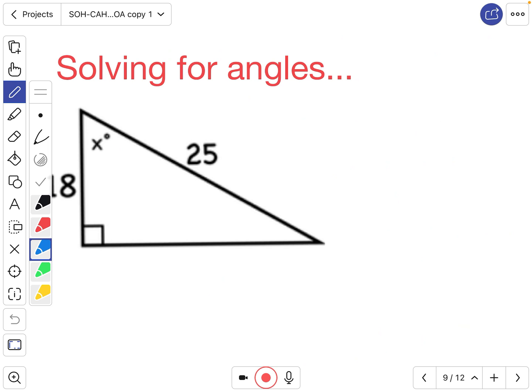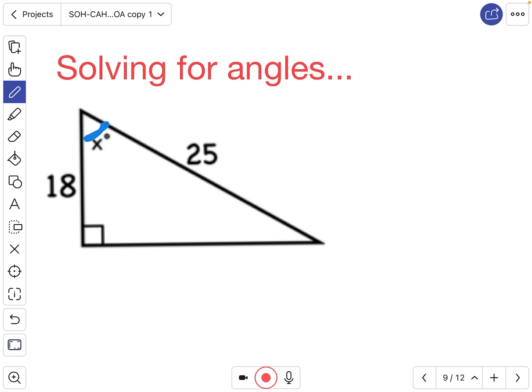So last part is looking at solving for angles here. With solving for angles, the first couple steps are similar. You still want to find those missing sides. We want to identify what trig function we're going to use, and then now we're solving for an angle. So this is when we use the second sine or second cosine or second tangent on my calculator. Those are called the inverse trig functions. But let's first take a look at this together.